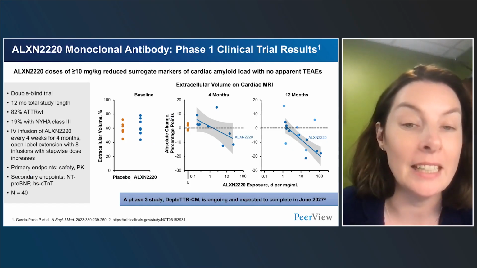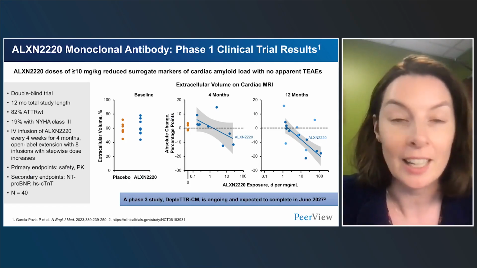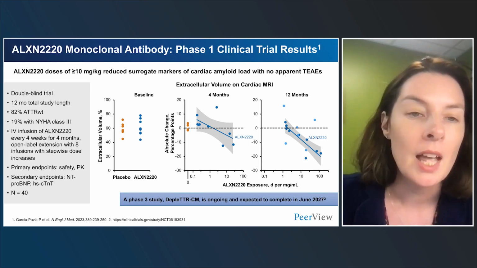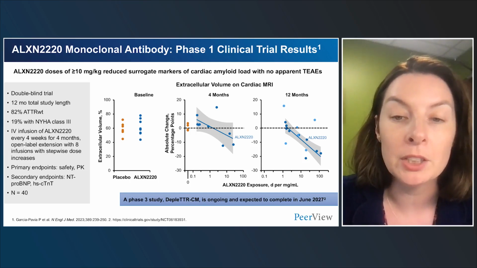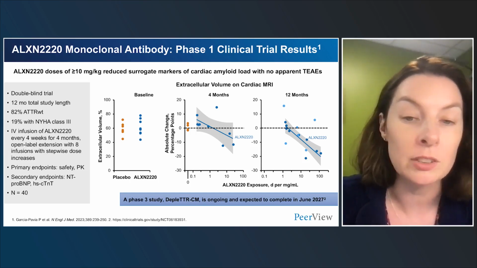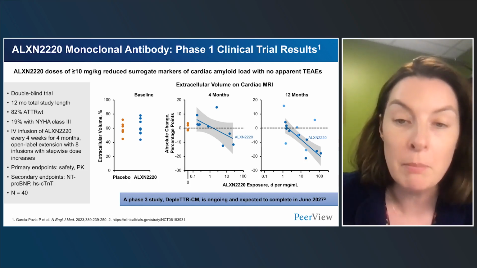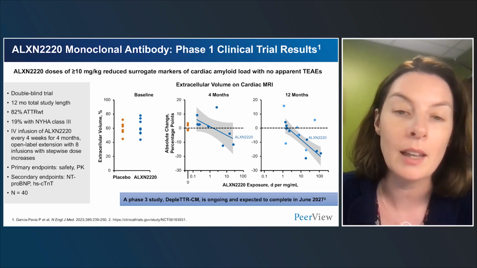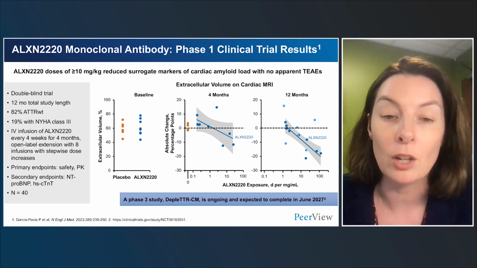Yeah, and as I mentioned earlier, a lot of our excitement is about trying to remove the amyloid. Can we actually not only treat the disease to slow it down, but cure it, remove the amyloid? And very exciting phase one data, specifically looking at the MRI measure of amyloid burden, which is extracellular volume, a proxy for amyloid burden. And we see pretty marked reductions, up to 20% reduction in ECV in the phase one study. So again, the phase three study is fully enrolled, so we'll anticipate results of that in the coming years.